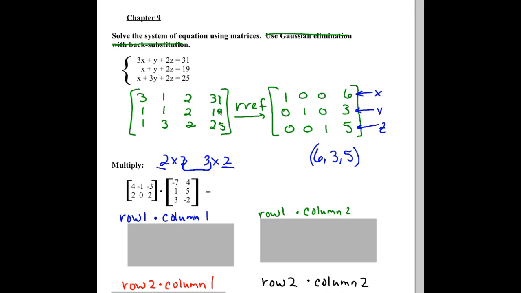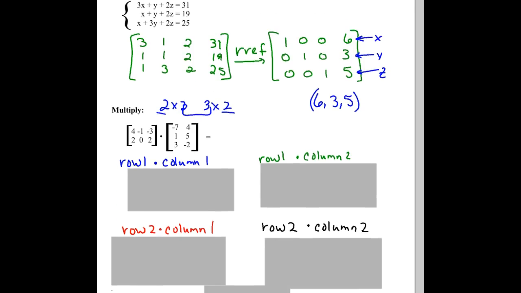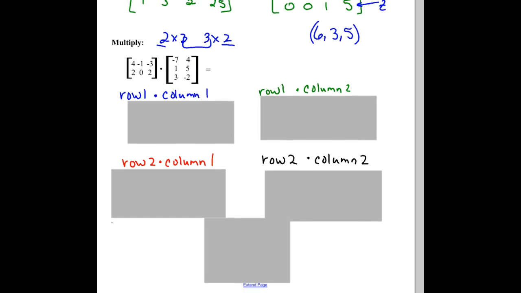All right, last one deals with matrix multiplication. The first thing you should do is check the sizes, the order of your matrices. You don't want to go through a lot of work to multiply something and then realize halfway through that, wait a minute, this isn't working out. Your first matrix is a 2 by 3. Your second matrix is a 3 by 2.